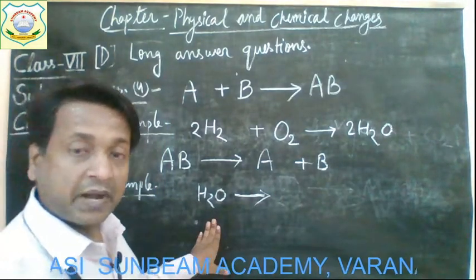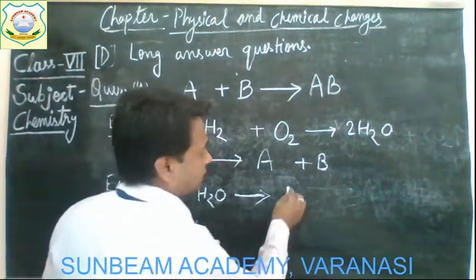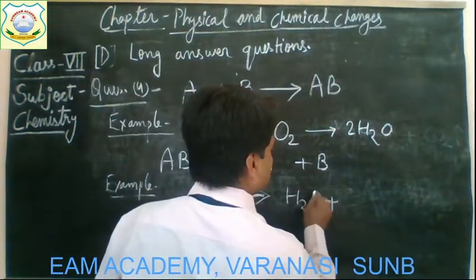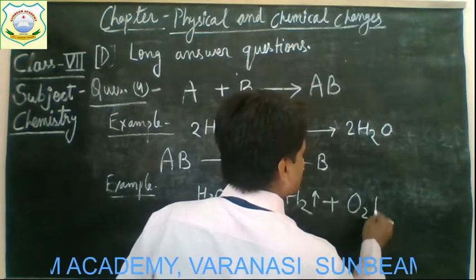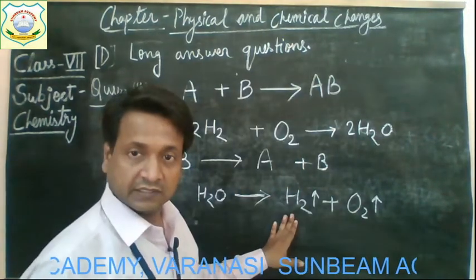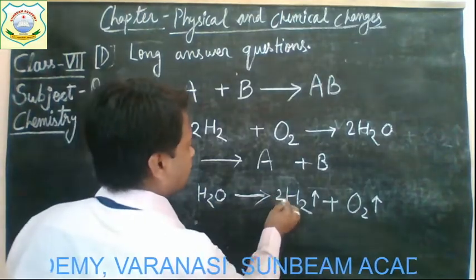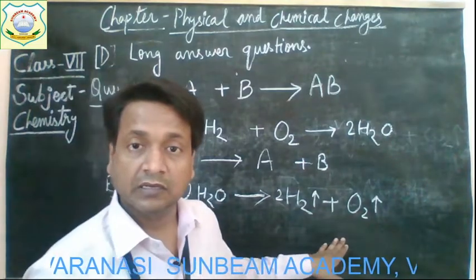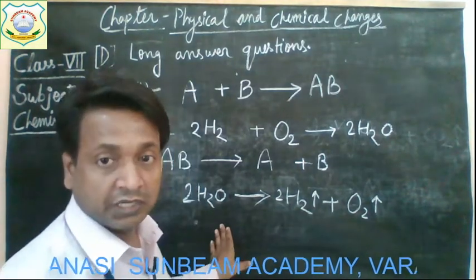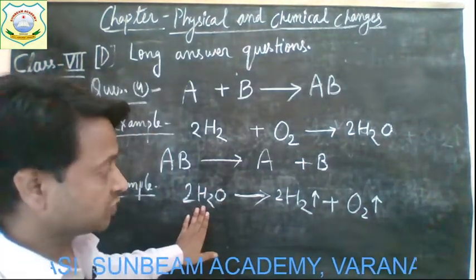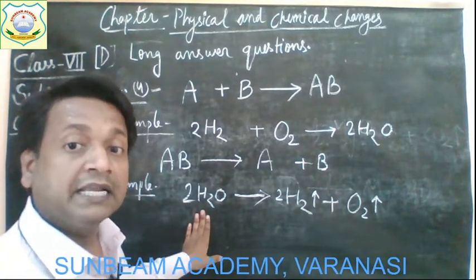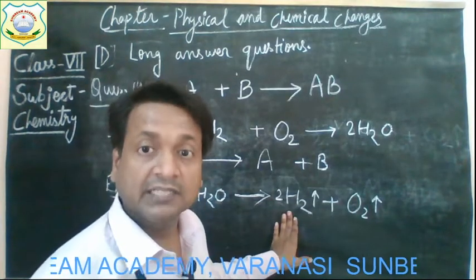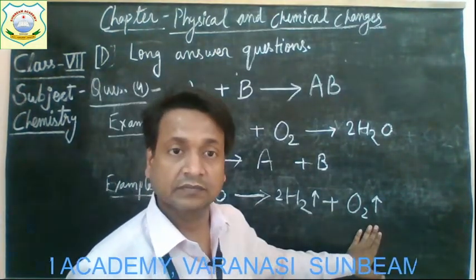When electric current is passed in water, it breaks into hydrogen gas and oxygen gas, and we will balance it like this. So this is a balanced equation which shows the decomposition reaction, because here the compound gets decomposed after the reaction into simpler substances, that is hydrogen and oxygen.